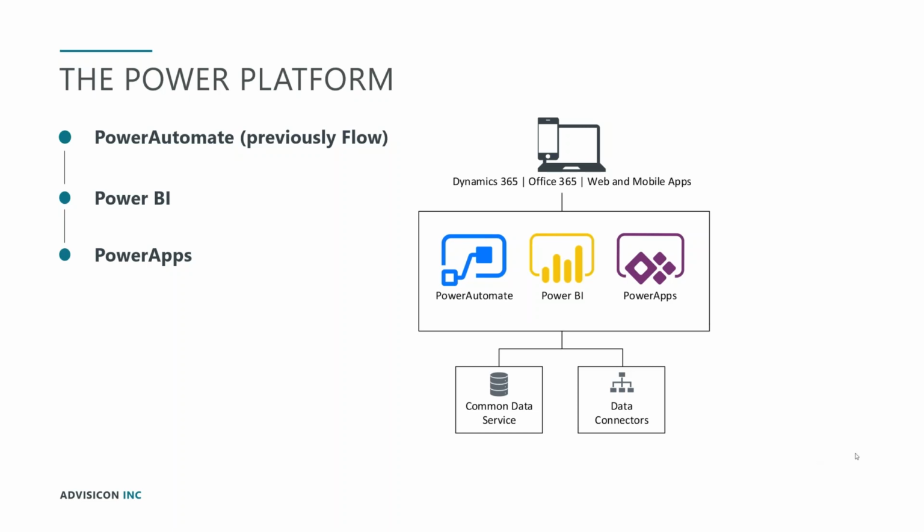So let's talk briefly about each of these products in a little more detail. Power Automate allows you to automate repetitive tasks and manage the flow of work. One example would be sending an email to somebody every time a certain type of document was added to a SharePoint list.